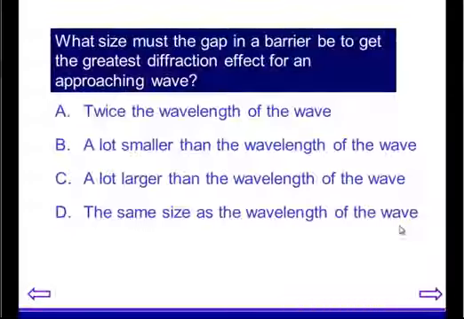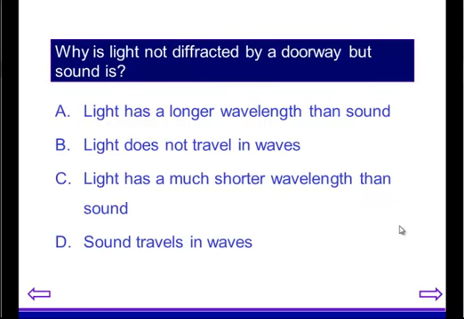A couple of questions for you. What size must the gap in a barrier be to get the greatest diffraction? Think about it. About the same size as the wavelength of the wave. Why is light not diffracted by a doorway but sound is? Light has a much shorter wavelength than sound, so although there's some diffraction, it is unobservable. So the shorter wavelength means that it's just not observable. So those are the ideas behind diffraction.